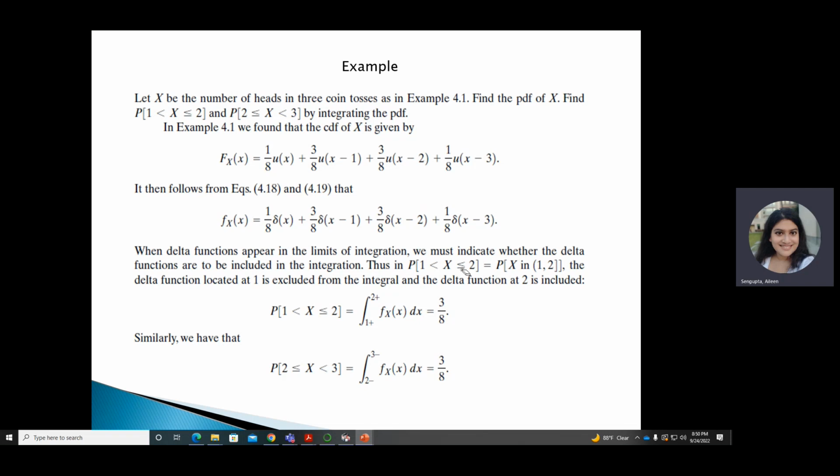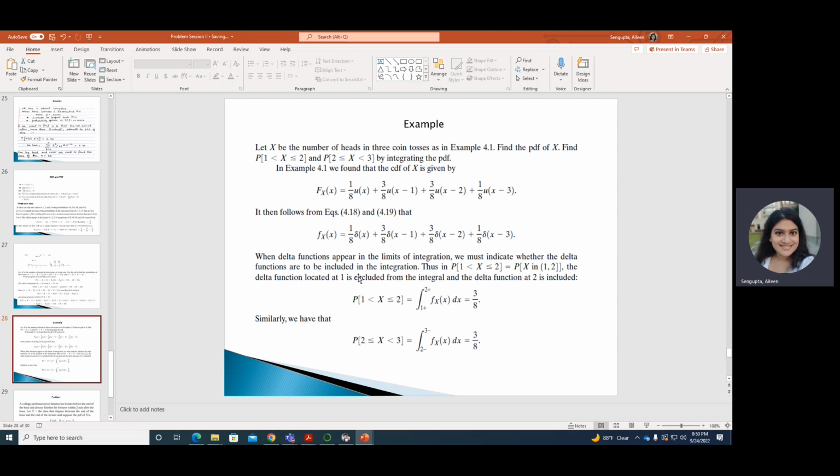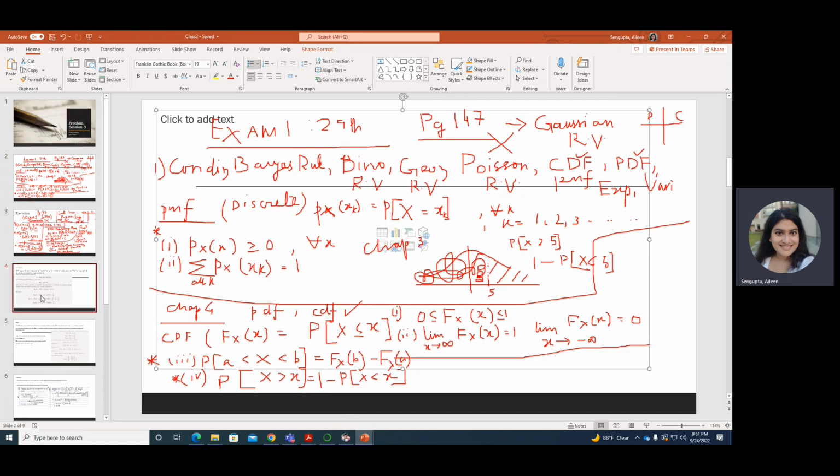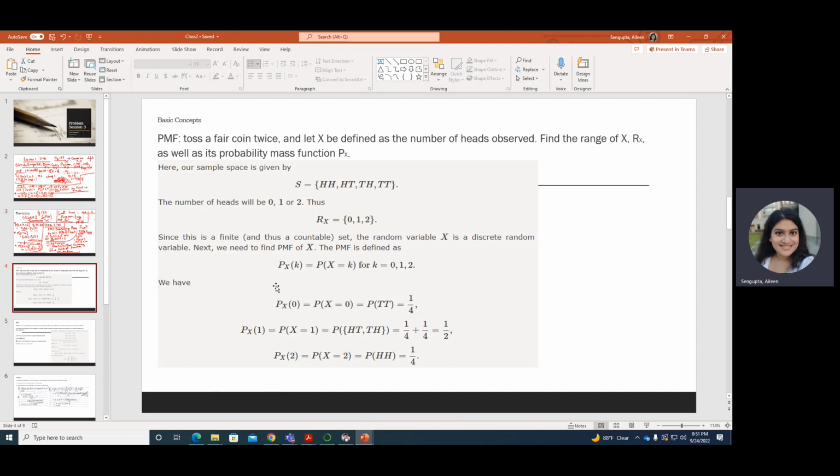So let's quit this slide for now and go back to my previous problem slides. As you can see, we are almost very close to getting done. Congratulations on that. But we still have to discuss this problem set, which I'm going to upload. This problem set has very simple examples of PMF: toss a coin twice and a head is observed, what is the probability, and all the other things.